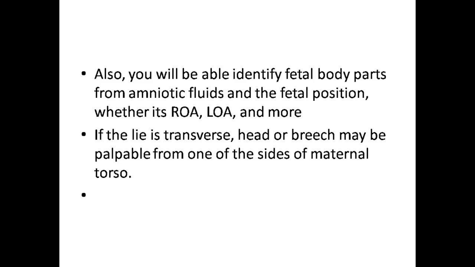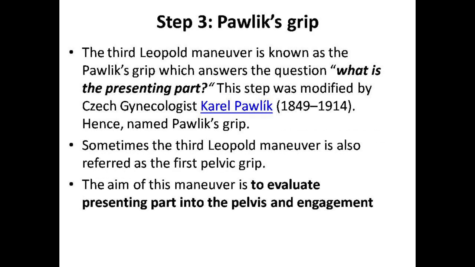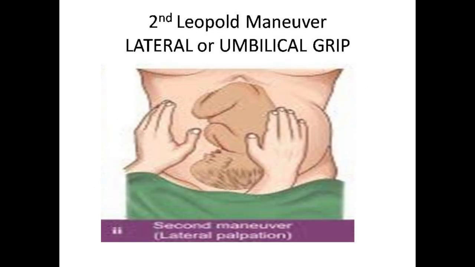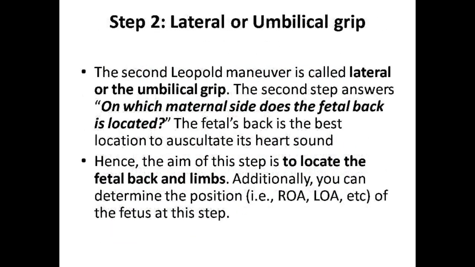So this is the second Leopold maneuver, the lateral grip or umbilical grip, which helps us identify on which side the fetal back is located and on which side the fetal limbs are located, and which also helps to determine the position.